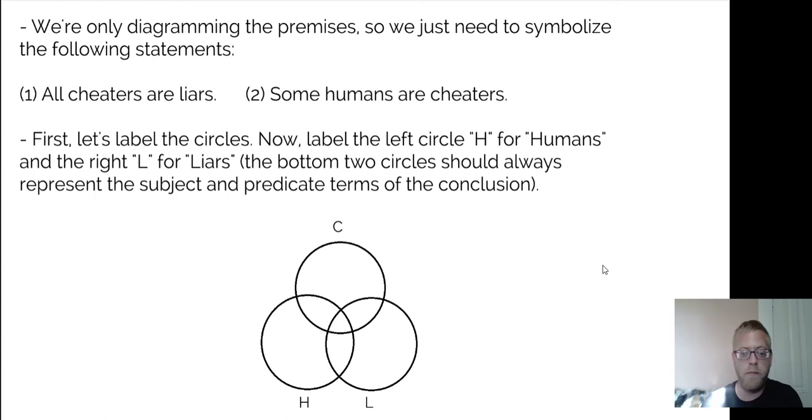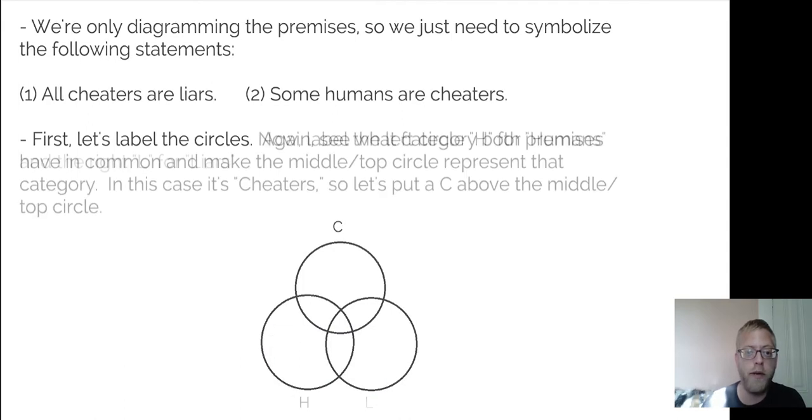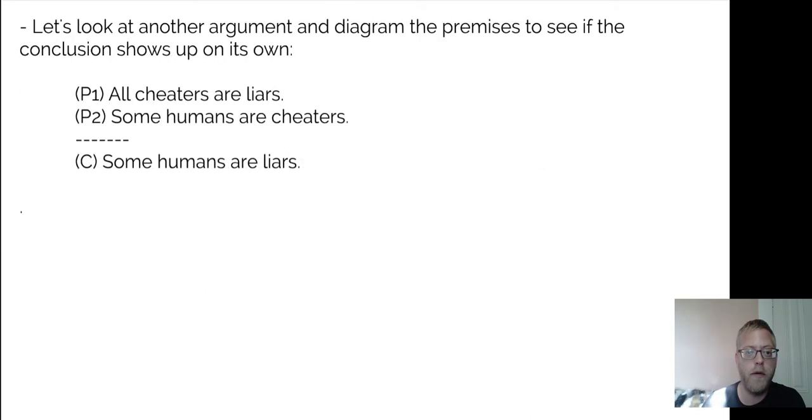Now here's a little bit of something extra that you should always keep in mind. It's very easy to remember to put the middle term up here, but you might get confused as to which term you should put on the left bottom circle and the right bottom circle. The answer is always just look at the conclusion. The subject term of the conclusion should go here, and the predicate term of the conclusion should go here. If you go back and look, some humans are liars. That means humans should be at the bottom left, liars should be at the bottom right. So always remember that. The middle term, the one that they both have in common, goes in the top circle. The subject term of the conclusion goes at the bottom left, and the predicate term of the conclusion goes at the bottom right.